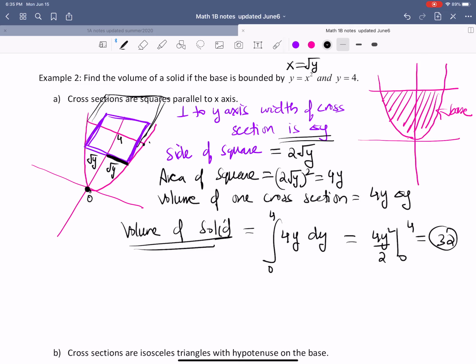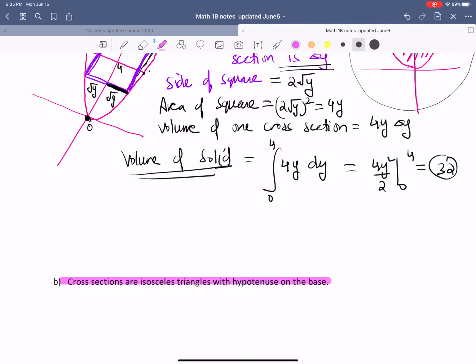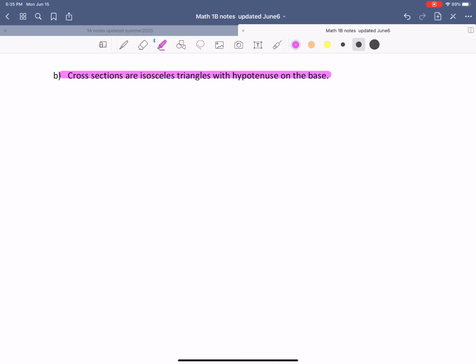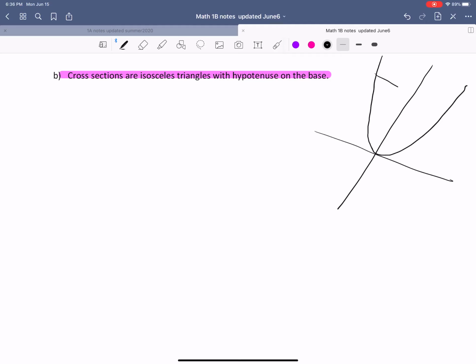Next problem. Actually, it's the same problem, a separate part to it. We're still dealing with the same base, but now cross sections are isosceles triangles with hypotenuse on the base. Let me go ahead and draw the shape. It's always nice to draw the shape first. So we have the base is a parabola. It looks like this. Y equals 4 over here.